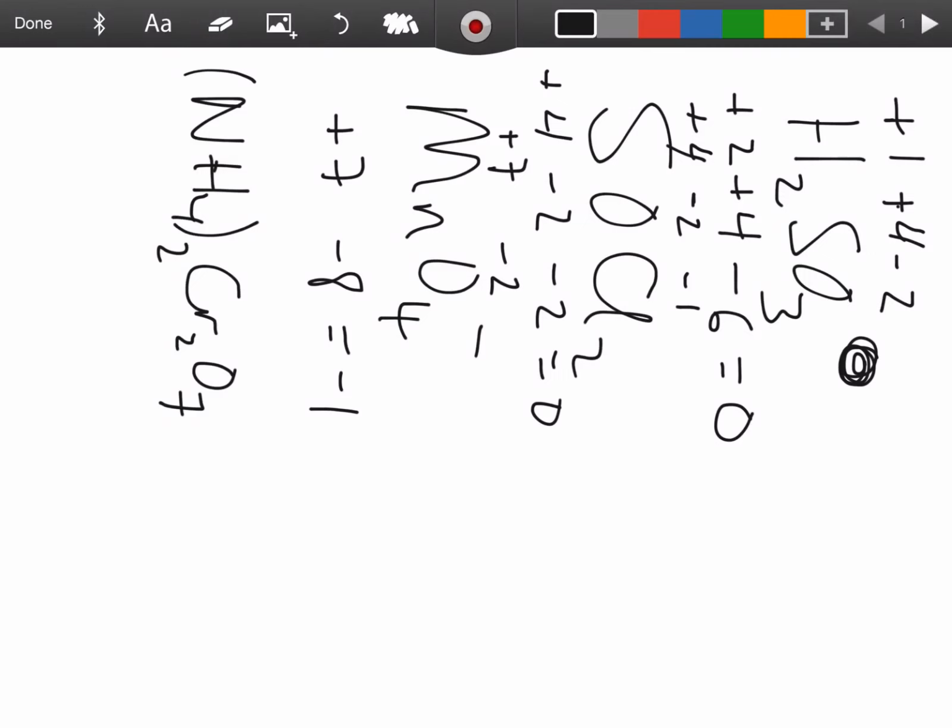Alright, now the most difficult one here is this very last one. And so this can be done in a number of ways. But one of the things that we must recognize here is that the ammonium is a +1 charged ion. And again, you know that because we memorized that way back when we did the polyatomic ions. So the charge on the ammonium must be a +1.